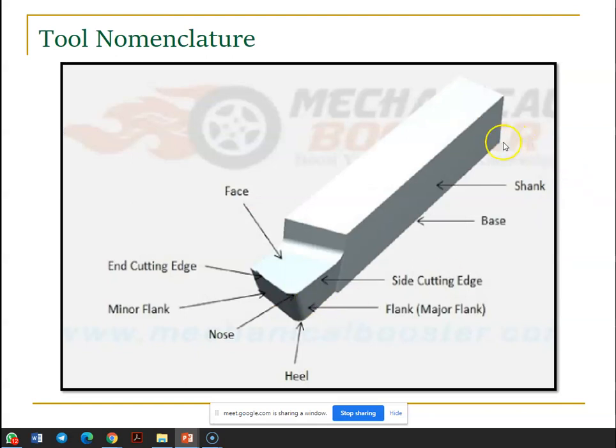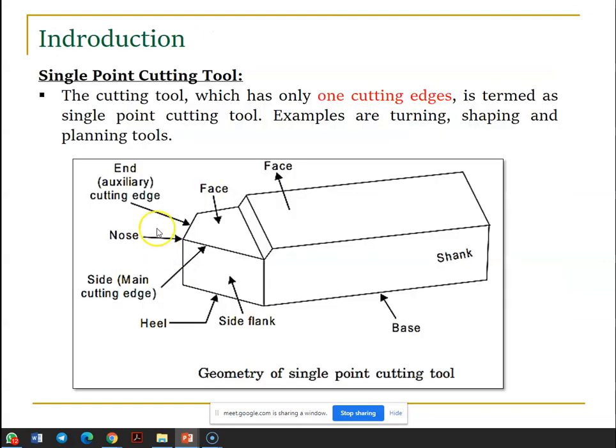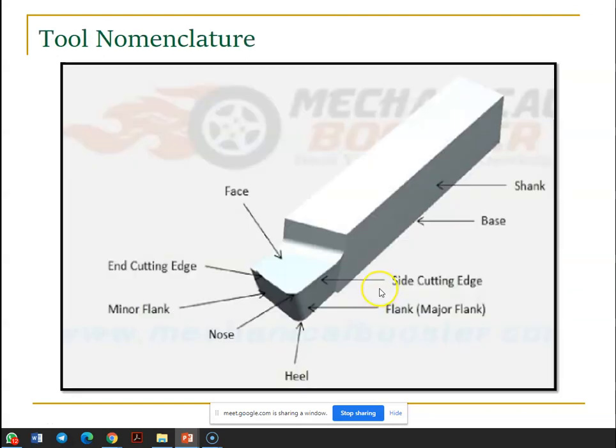This is a 3D object. The shank, the base, and the entire top face we call the base face. These are the end cutting edge and the side cutting edge. The end cutting edge is also called the auxiliary cutting edge, and the side cutting edge is also called the main cutting edge. The flank below the main cutting edge is the major flank, and the plane below the end cutting edge is the minor flank. The intersection of the two edges is the nose, and directly below the nose is the heel. These are the parts of single point cutting tool nomenclature.